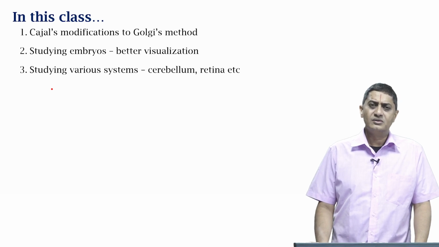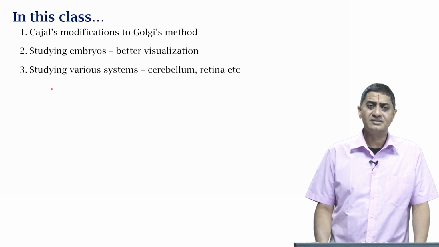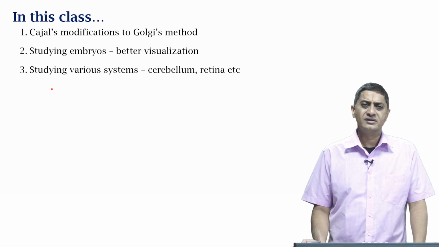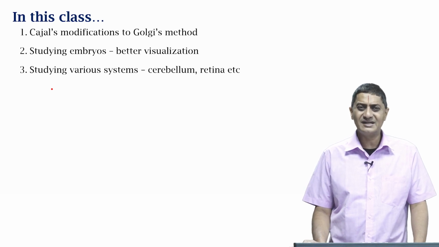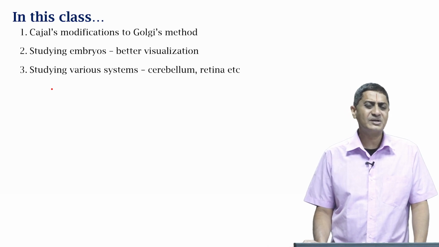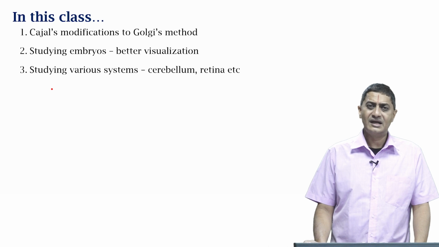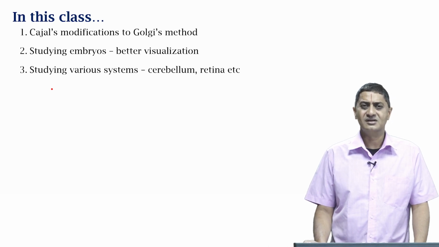In this video, we will look at Cajal's critical modification to the Golgi method that made his approach, his modification, a lot more successful, that made the Golgi method a lot more reliable and not capricious or whimsical, and how his brilliance in deciding to study embryos to enable better visualization actually paid off in a very big way, and how he studied the various subsystems within the nervous system, like cerebellum, retina, hippocampus, pyramidal system, cortex, various systems or subsystems within the nervous system buttressed or supported his ideas in a huge way.